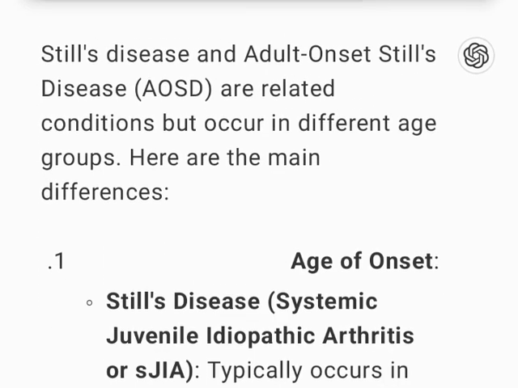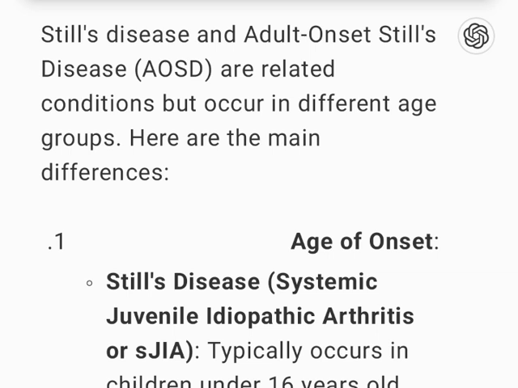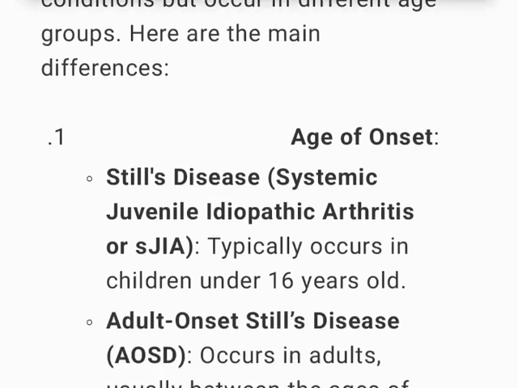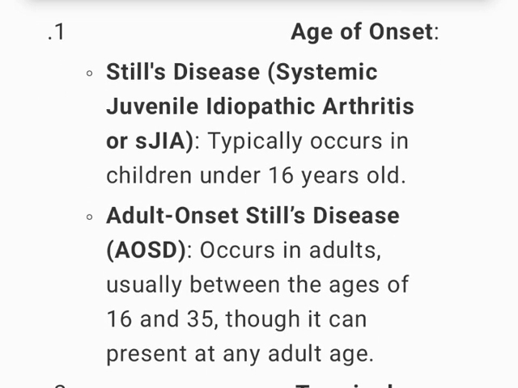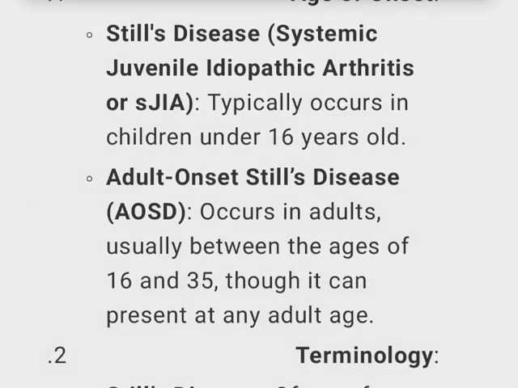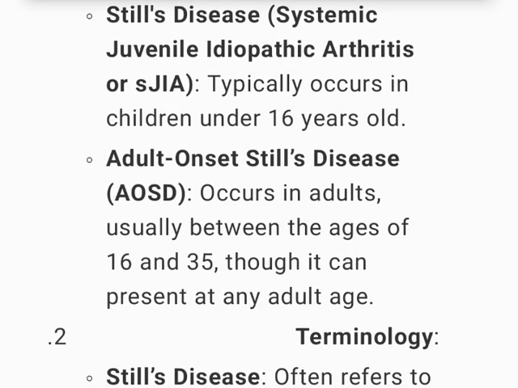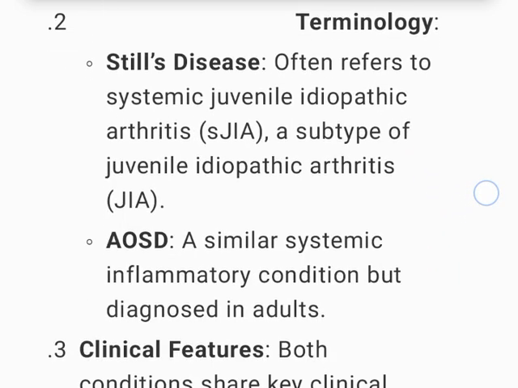Still's disease and adult onset Still's disease, AOSD, are related conditions but occur in different age groups. Here are the main differences. 1. Age of onset. Still's disease, systemic juvenile idiopathic arthritis, or SJIA, typically occurs in children under 16 years old. Adult onset Still's disease, AOSD, occurs in adults, usually between the ages of 16 and 35, though it can present at any adult age.